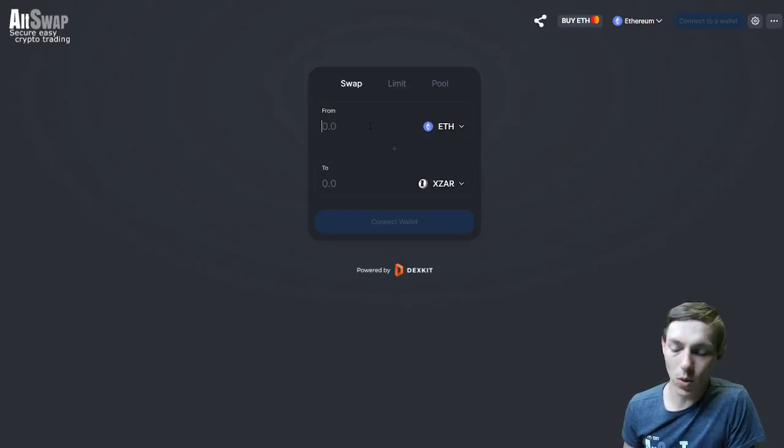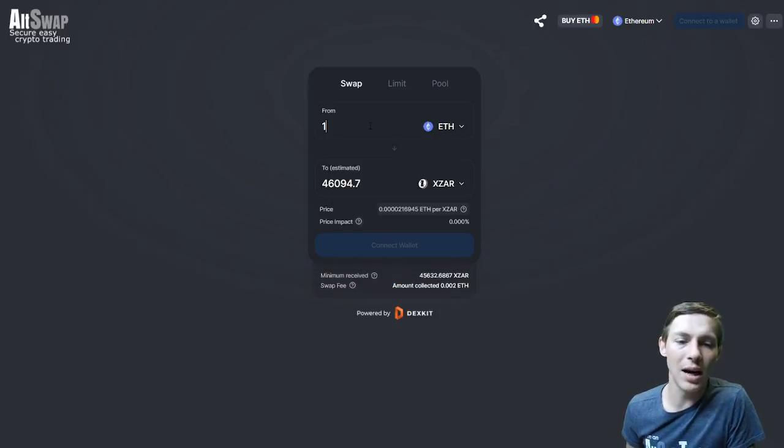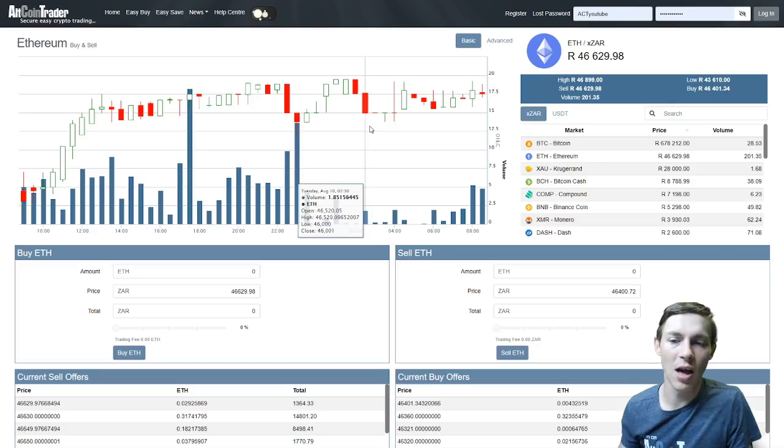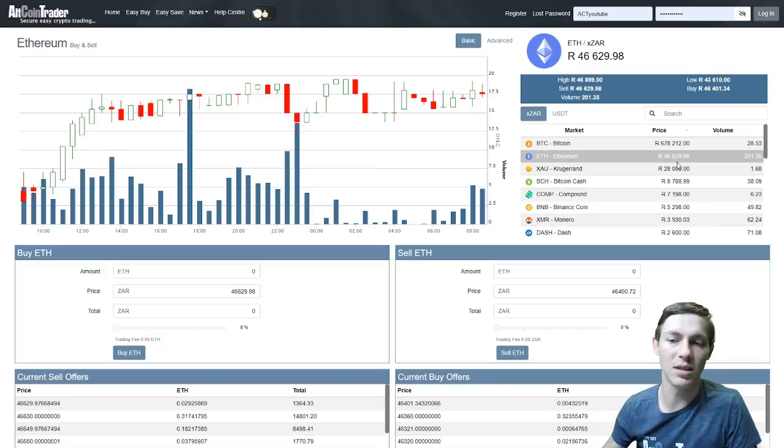So for example, if I were to buy one Ethereum on the AltSwap, that would cost me 46,094 Rand. So that is the price of an Ethereum here. And if I bought it here and then sent it to the Altcoin Trader exchange, I would be able to sell it for 46,629 Rand. That is a 600 Rand profit.